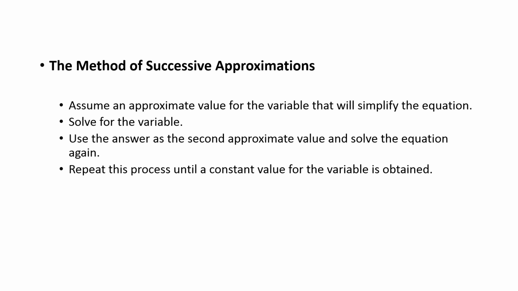Assume an appropriate value for the variable that will simplify the equation. That is, you have to assume a value, and with that value solve for the variable. Use the answer as the second approximate value and solve the equation again. Repeat this process until a constant value for the variable is obtained. So this is the step. This will be clear when I go for the question.